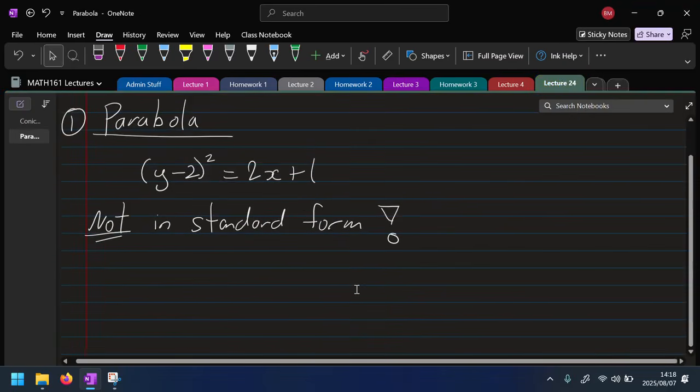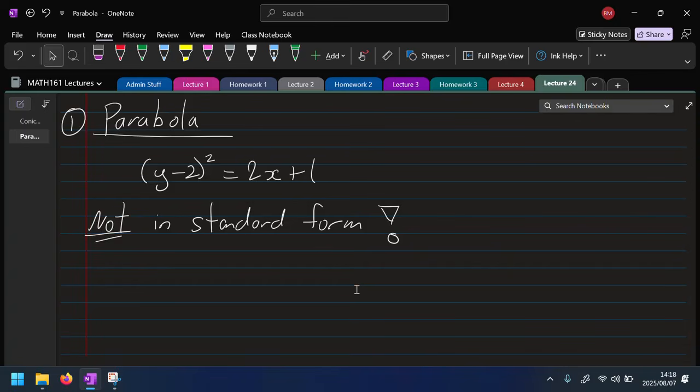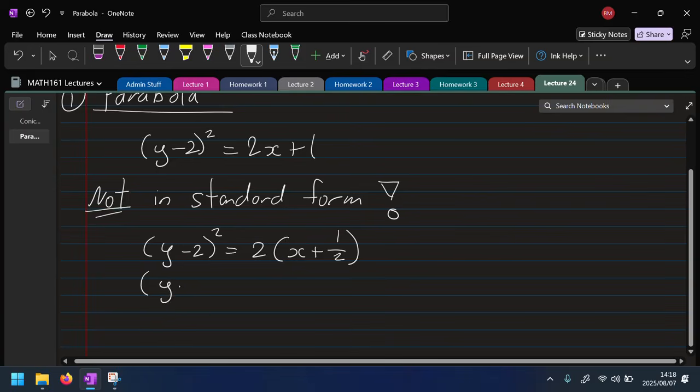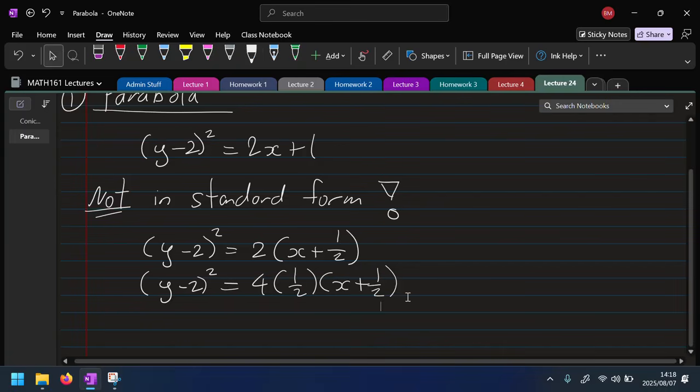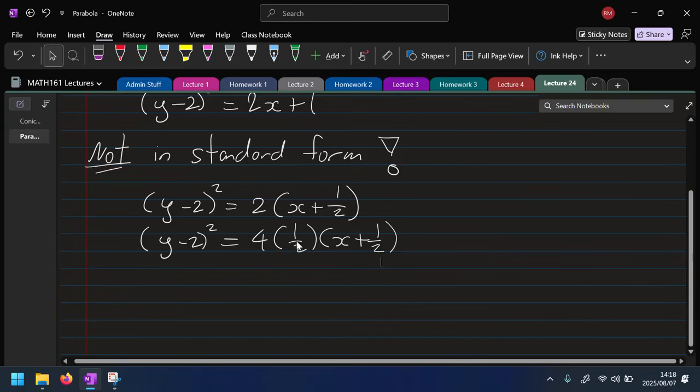Okay, so let's go back here. How do we write it in standard form? Firstly, we want that x by itself, so let's factor out that 2. We're going to have y minus 2 squared is equal to 2 times x plus a half. That's looking better. But we want the 4 in the front. Currently we have a 2, but that's fine. 2 is just half of 4. So this is going to be y minus 2 squared equals 4 times a half, times x plus a half. Now it is in standard form, and we can identify what we need. Firstly, it's 4 times p, so p must be a half.